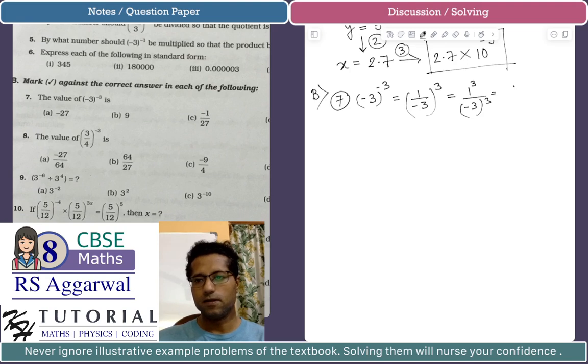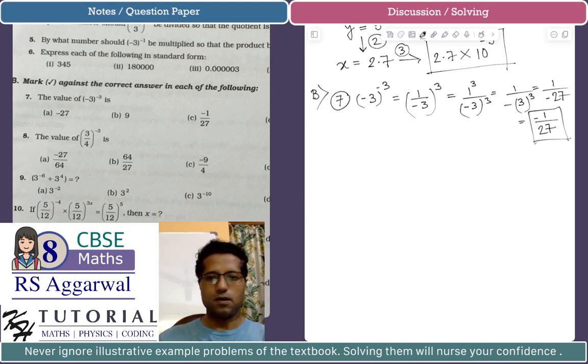1 cube is 1, but minus 3 whole cube, the base is negative but the power is odd, so this will be negative of 3 to the power 3. This is equal to 1 by minus 27. The denominator is negative, to make it positive this will be minus 1 by 27. So the correct choice is C.